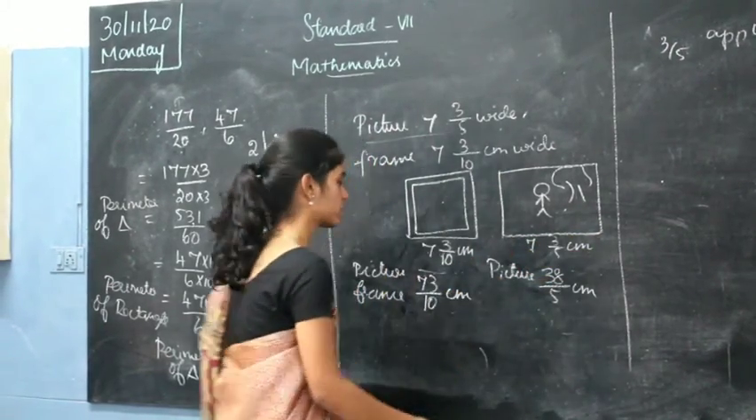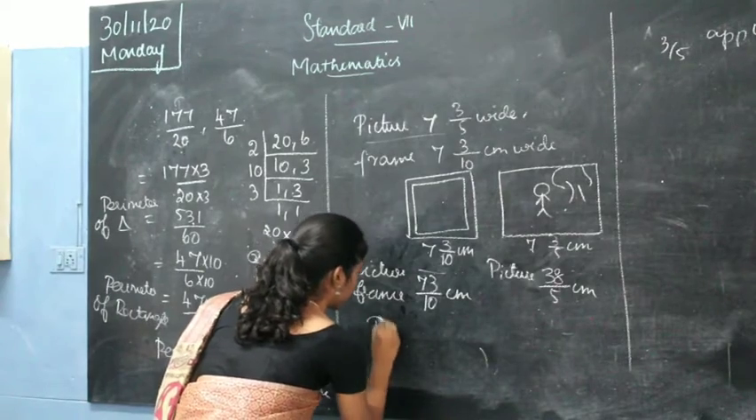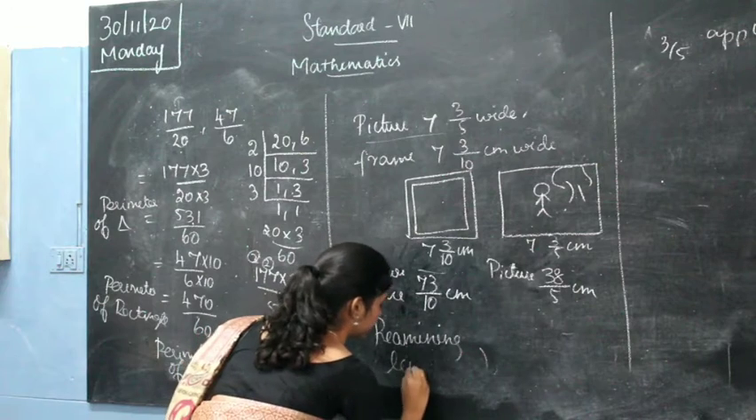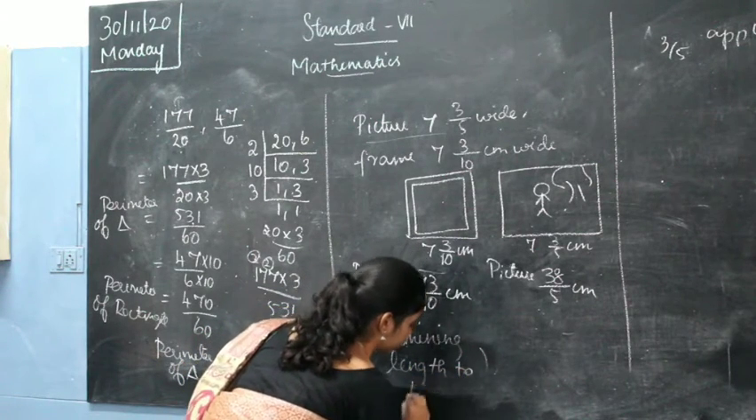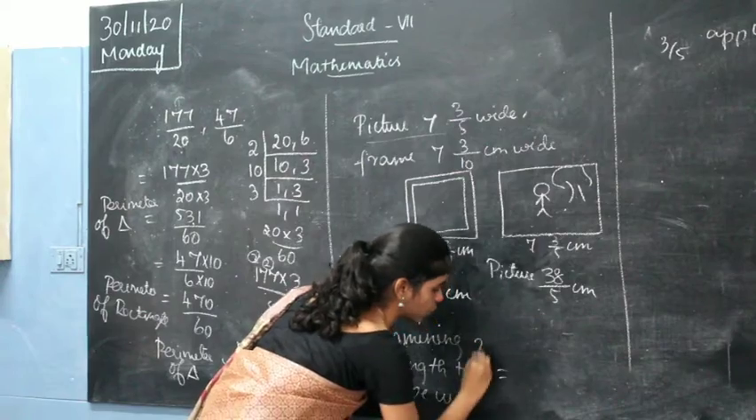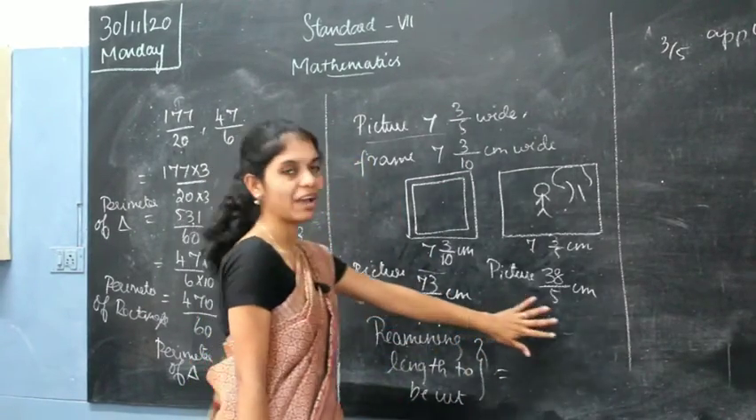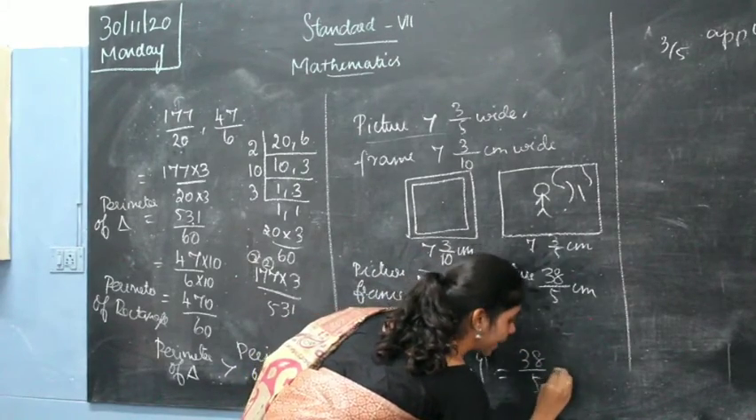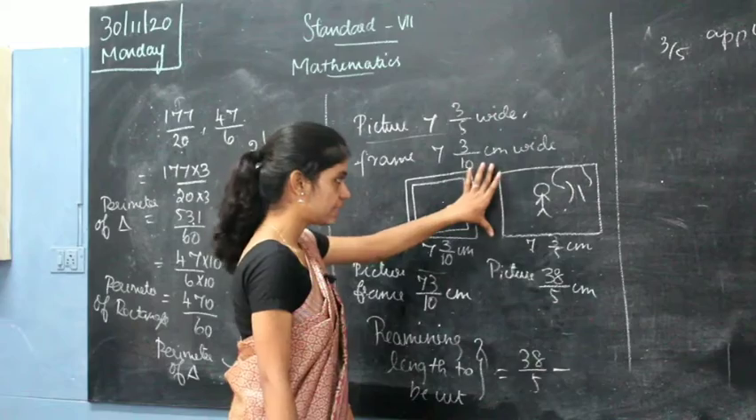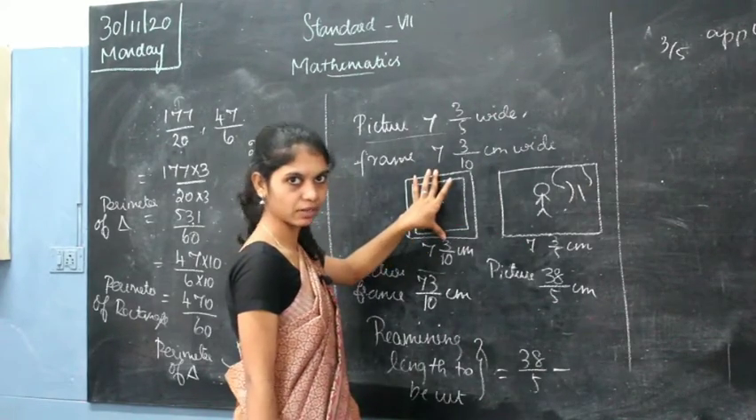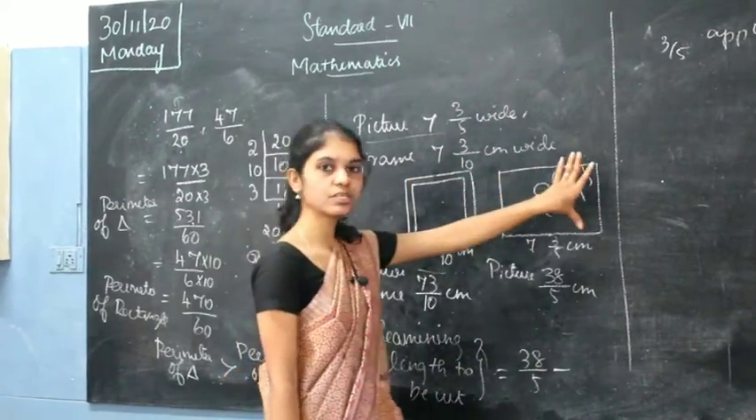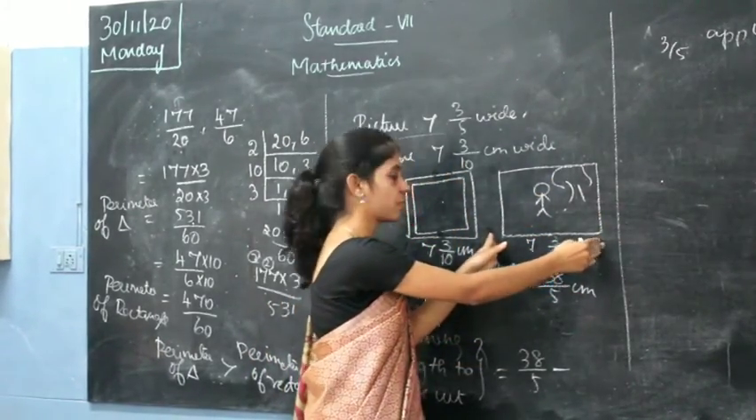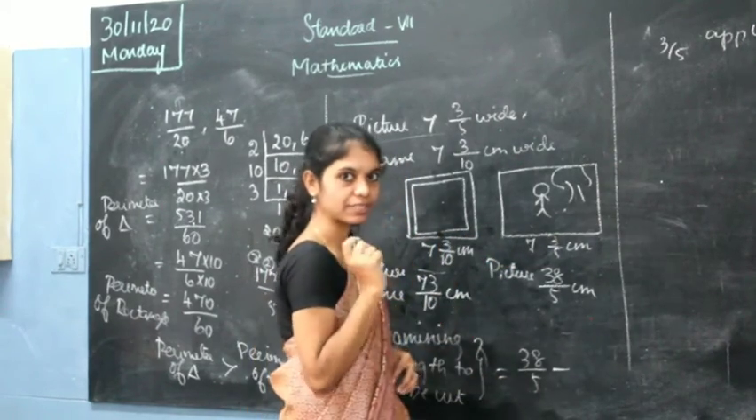Okay. So now remaining length to be cut equal to, here you have the picture 38 by 5 minus, because this length should be lesser than or equal to this one. So what we are going to do is cut this to this length. So what we are going to do? Minus this from this. That will give us the extra portion.